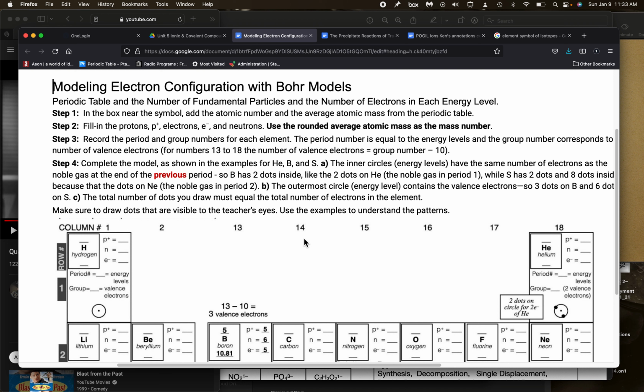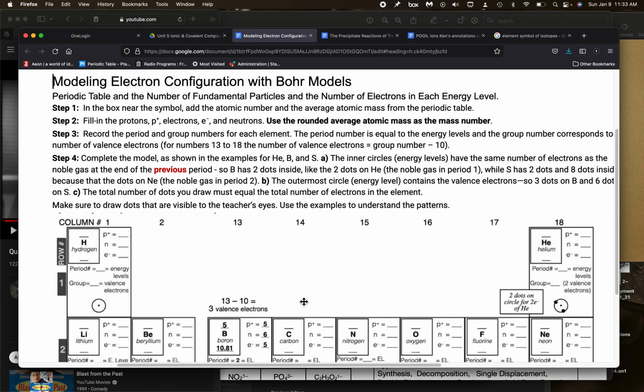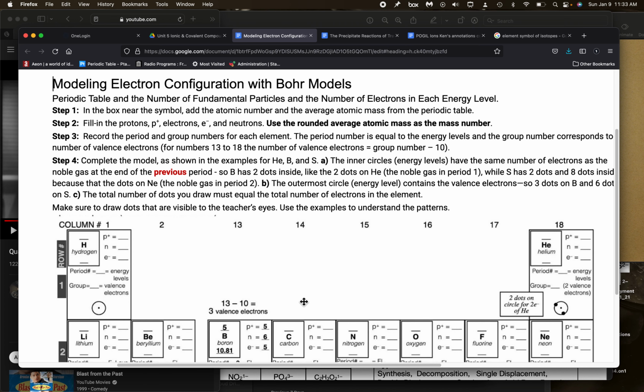Quick review on how to fill out this part of the lesson on modeling electrons with the Bohr model. That was our first lesson from Monday, and there were several people absent, so we just need to go over it again. Here are the steps: fill in the box using the atomic number and the average atomic mass, and then figure out the protons, neutrons, and electrons. So that's all up here that we got to fill in.